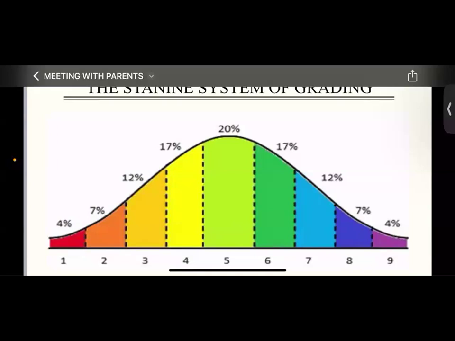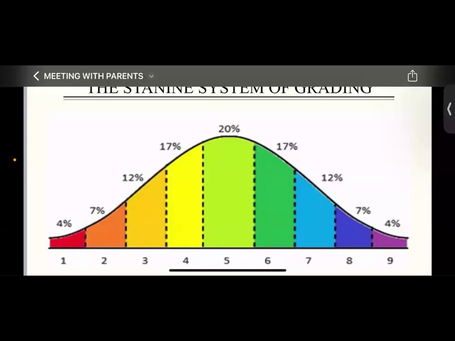Now it is predetermined. So this stands for every single subject, all the 10 subjects. Some of you are going to write 8 subjects. Some of you are going to write 9 subjects. In every subject, they are going to use this to determine where you fall.